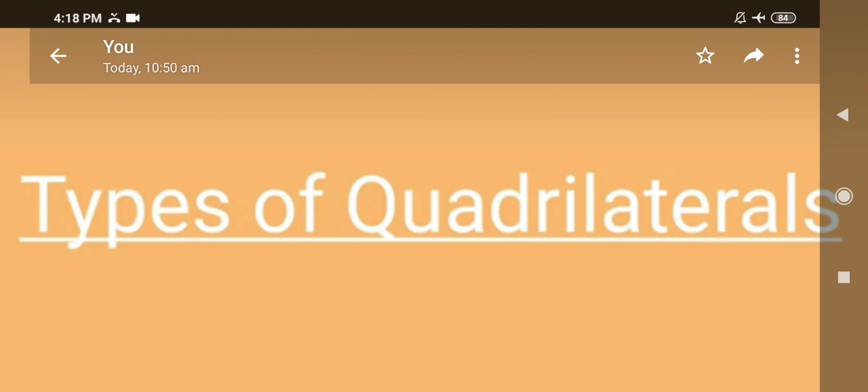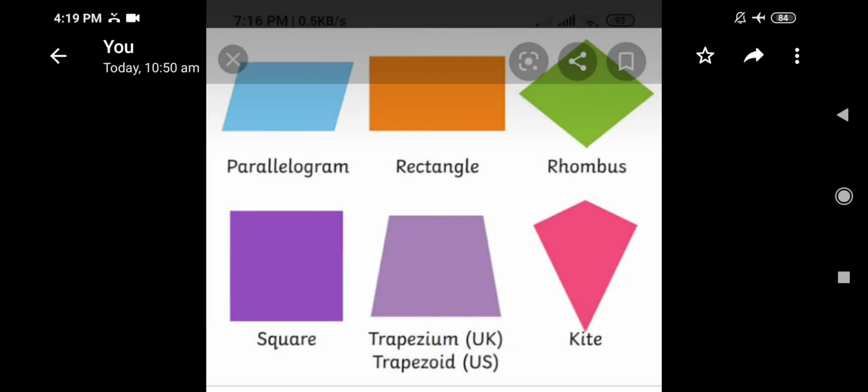Now in this lesson on quadrilaterals, we are going to study different types of quadrilaterals. Here in the picture you can see the types which we are going to study in this lesson. That is parallelogram, rectangle, rhombus, square, trapezium and kite. Now the figure trapezium, it is the figure which has got only one pair of sides parallel to each other.